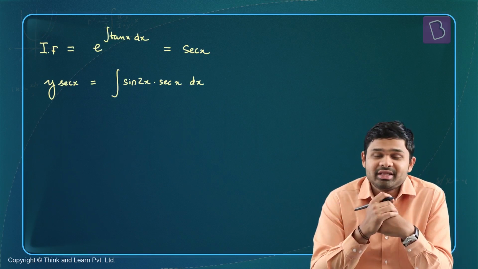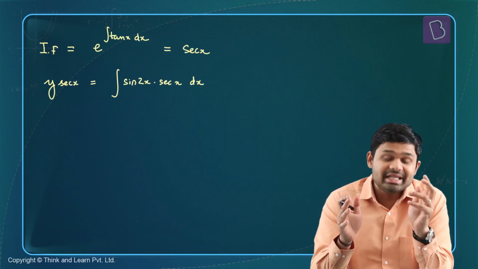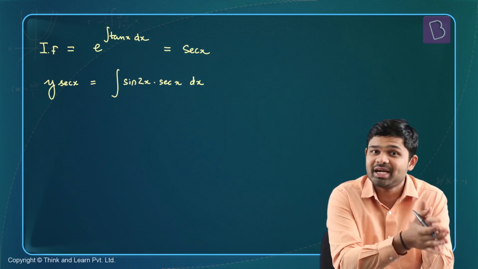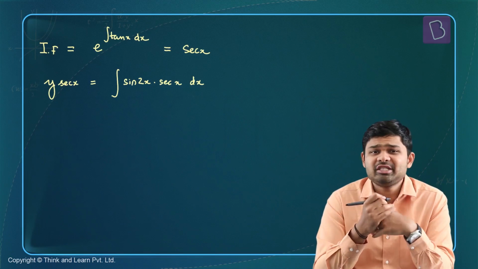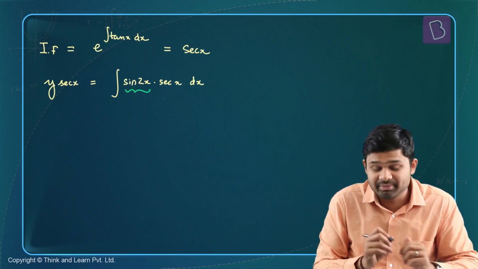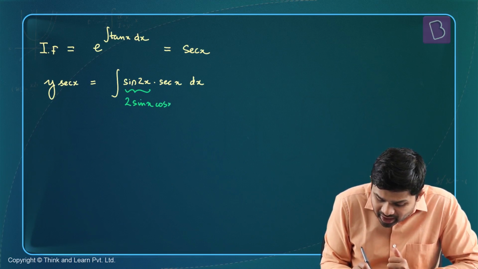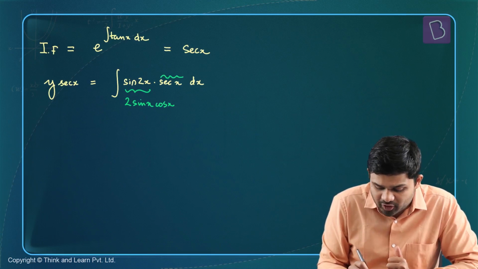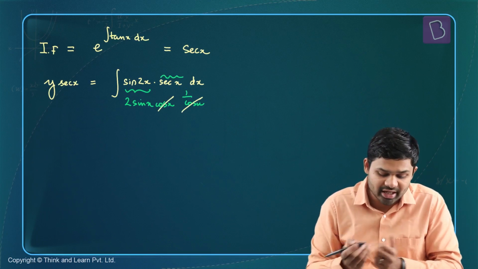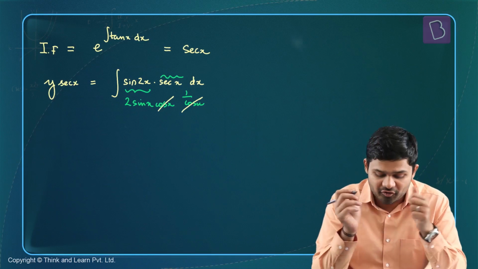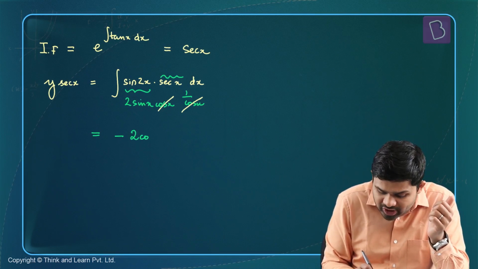Now we will solve the differential equation. So it's going to be y times the integrating factor, y times secant x, which is equal to the integral of whatever is on the right hand side, sine 2x, multiplied by the integrating factor, which is secant x. Let's simplify this before we actually get into solving. Sine 2x is 2 sine x cos x, and secant x is nothing but the reciprocal of cos x, so it's 1 upon cos x. The reciprocal of cos x will cancel with the cos x in the numerator. So I eventually have just the integral of 2 sine x dx, which is nothing but negative 2 cos x.